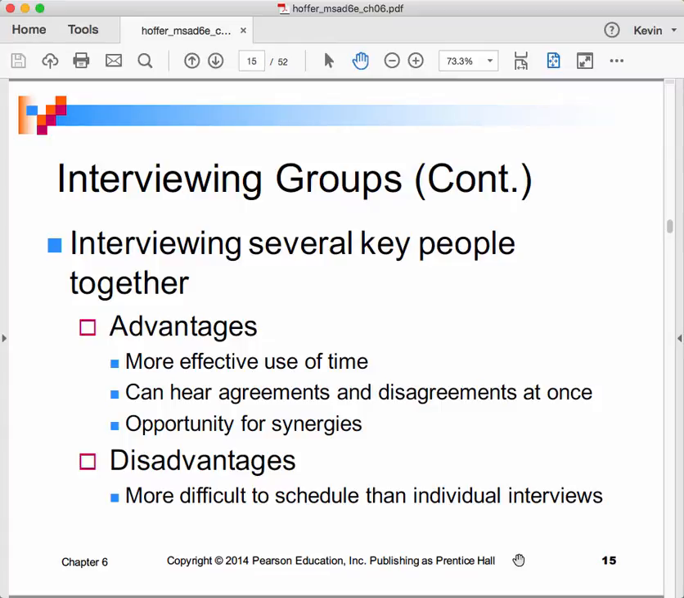Disadvantages. Well, one that we list here is that it's more difficult to schedule than individual interviews because you have to find groups of people all available at the same time. There are some good tools for that now.